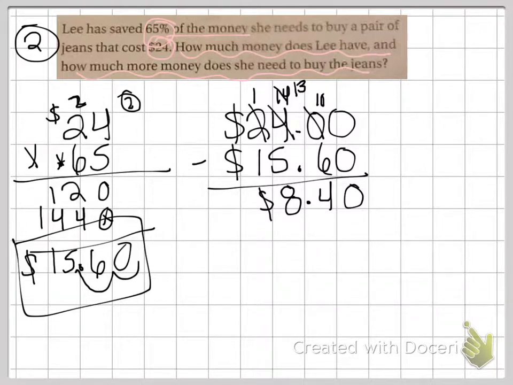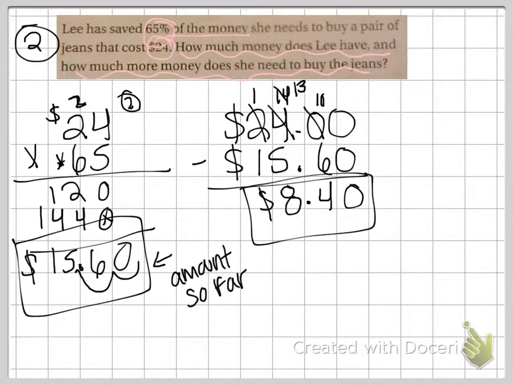So Lee has $15.60, and she needs $8.40 in order to buy those $24 jeans. So 2 answers to that one.